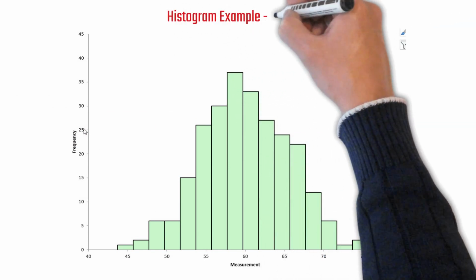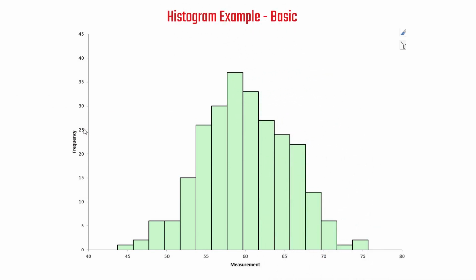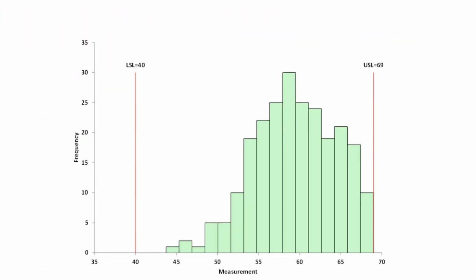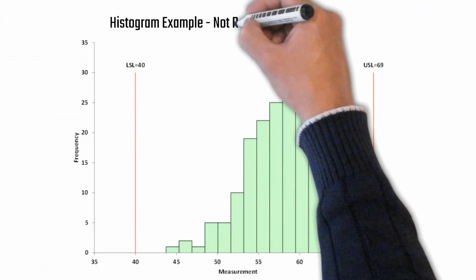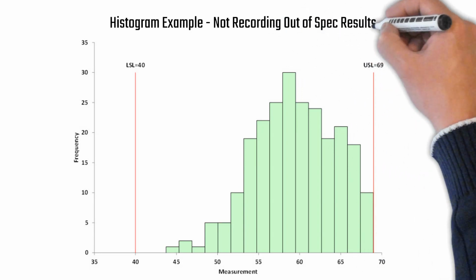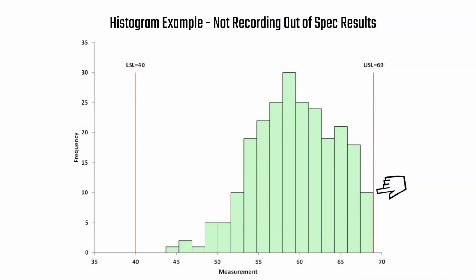Here is a typical histogram example. You have most of the points near the middle, and as you go out away from the average or the middle, they get fewer and fewer, and it looks like a bell-shaped curve. So this is typical of what you have. And here's a histogram that kind of shows a problem because it doesn't have things much above 69, the upper spec limit.